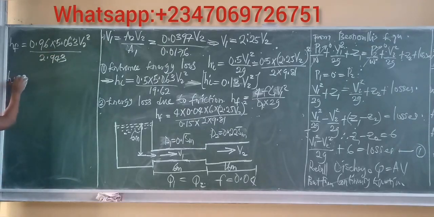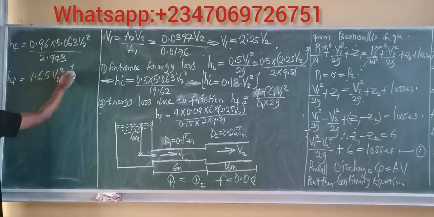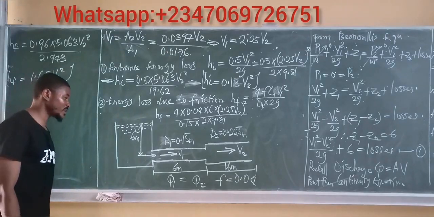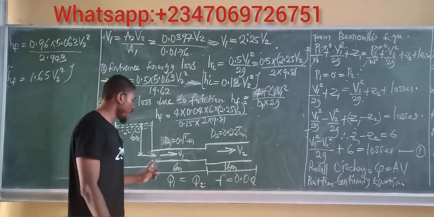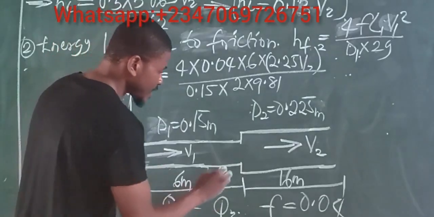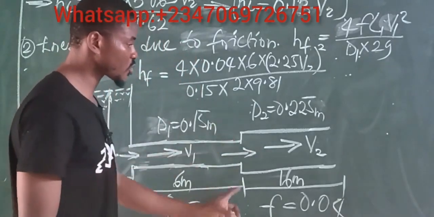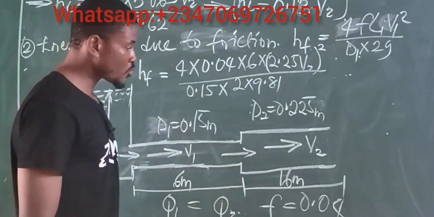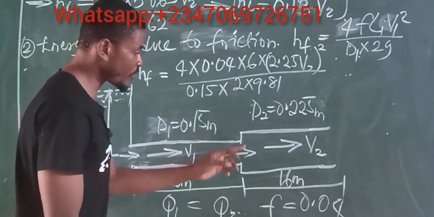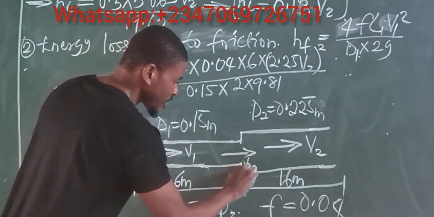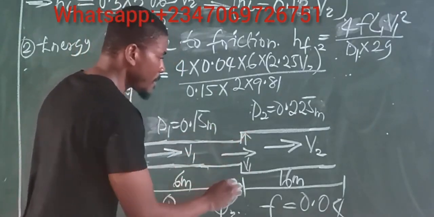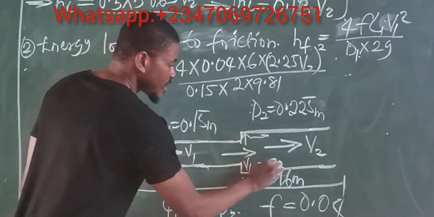So you have HF equal to 1.65 V2 all squared. So this becomes the head loss due to friction, and that is a major energy loss. Now, as this fluid flows and gets to this point, it encounters a sudden increase in the pipe. Which means this fluid has to adjust to fill up all this other portion. It has to adjust to fill this portion before it starts moving ahead.